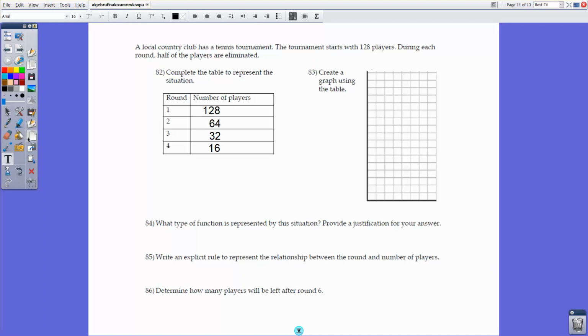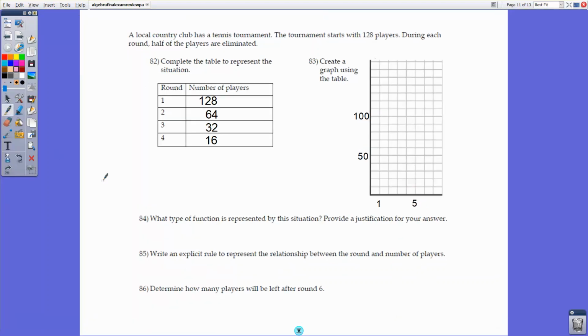Oh, we have to graph it too. So let's graph that real quick. Let's use tens here. So this is going to be 50 right here. I'll lower the font just a little bit. For our x-axis, that will be 100 here. And then down here we'll go by ones. So 1 here, this will be 5 here. Okay. All right. So where will these points be?